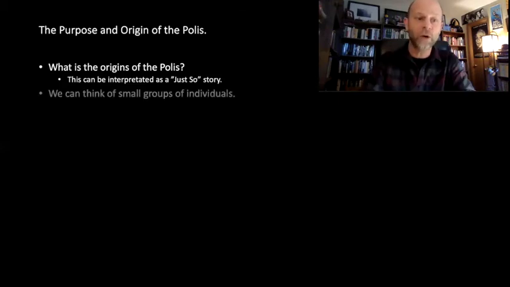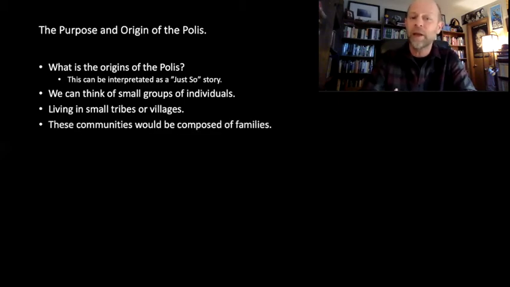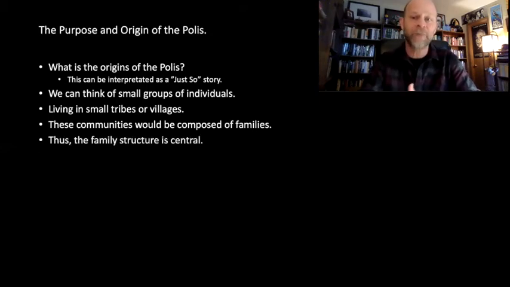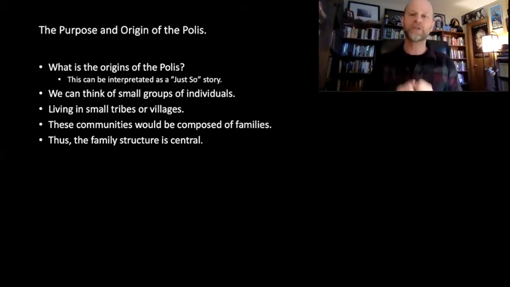So then for Aristotle, we need to begin by thinking about very small groups of individuals. These would be small groups living in tribes or small villages, and these would be communities composed of families. And so it turns out that the family is very central for Aristotle's view of the origin of the polis. We use the family structure to build out from the family to understand how the polis arises in the first place. So what exactly does that mean?